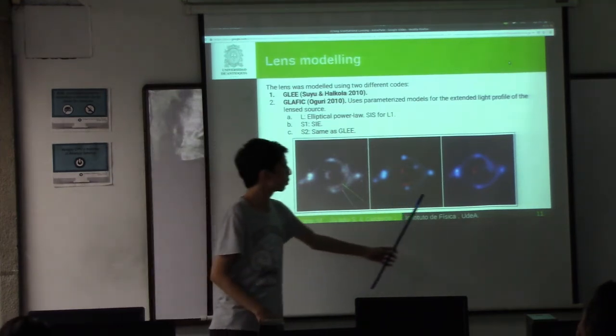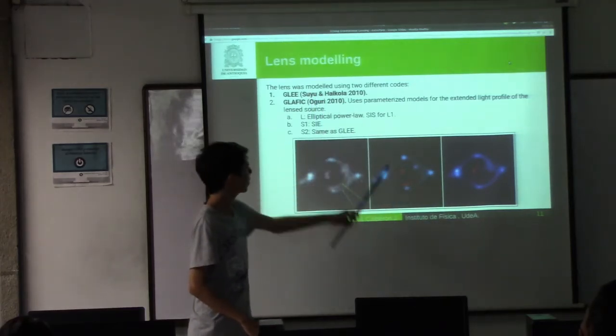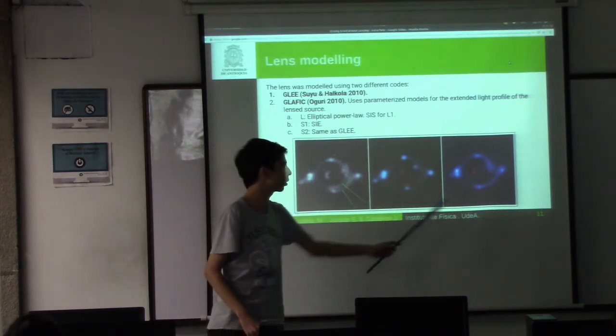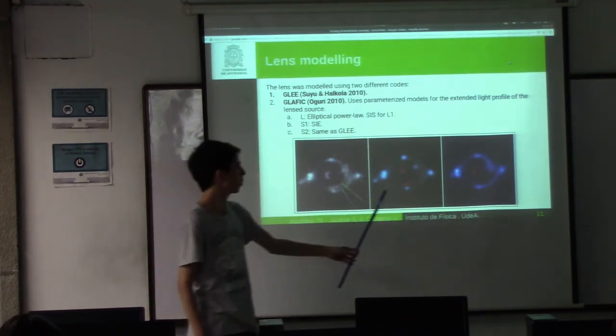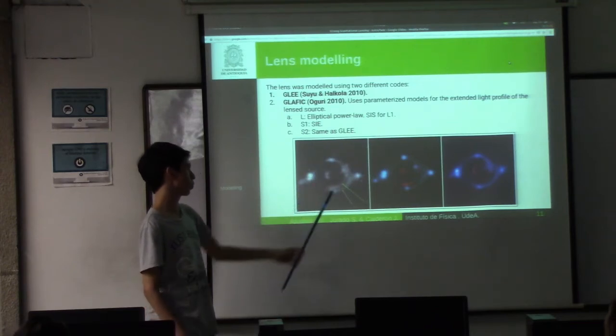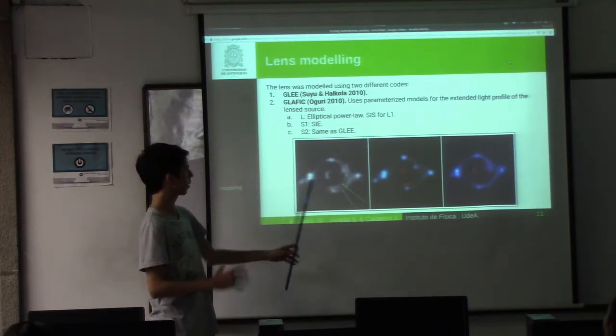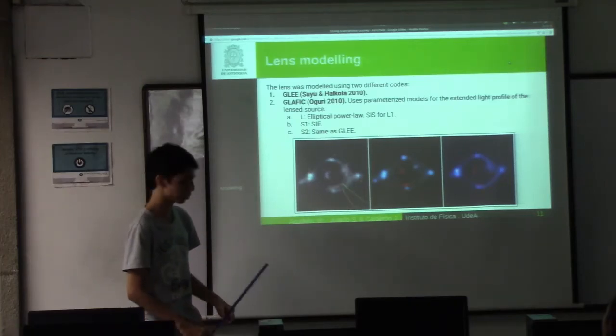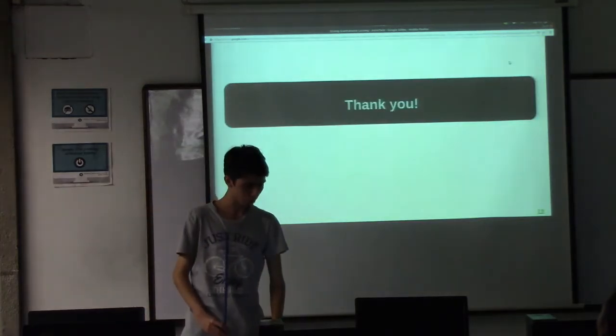And this is the comparison. This is the first code, the GLEE one. This is the second one, the GLAFIC one. So these are the two models, or the expected ones by computer. And this is what you get when you subtract some of the signal from the original image, and you get pretty close to what they expect. So yeah, thank you. That's it.